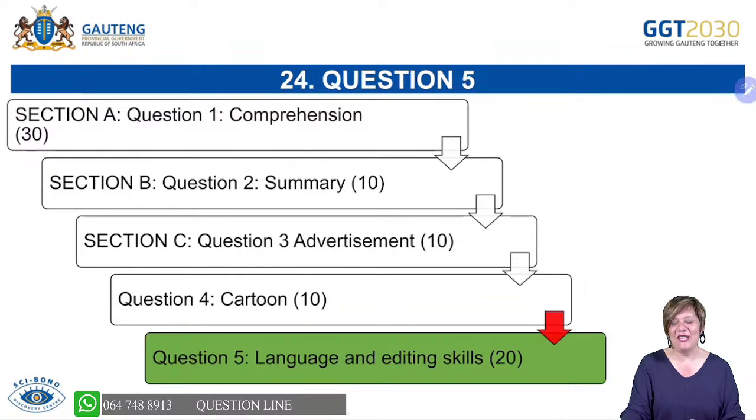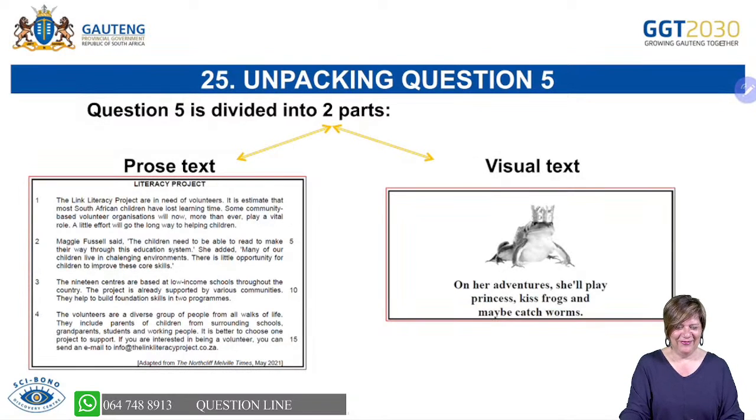Now, let's get to question 5. Question 5 counts 20 marks. And I know sometimes you might feel that this is the most difficult part of the paper. But I promise you, it's going to be easy. Now, remember, question 5 is divided into 2 parts. You'll have a prose text, a short text that you have to read, and a visual text of some sort.